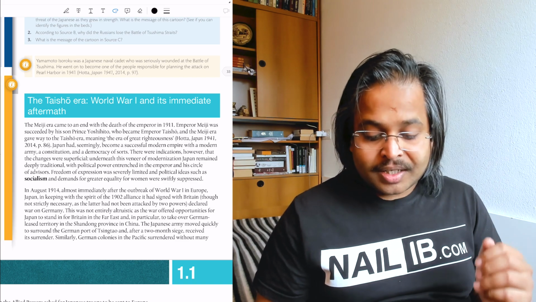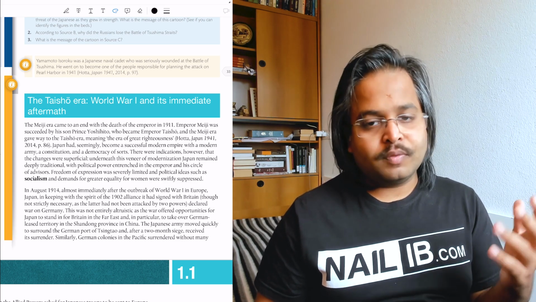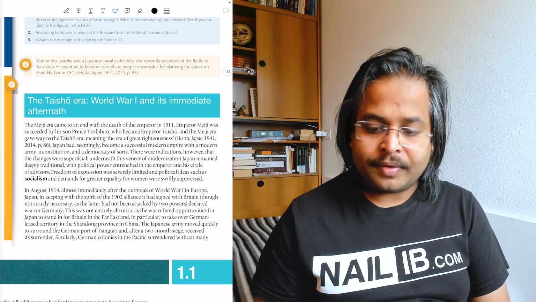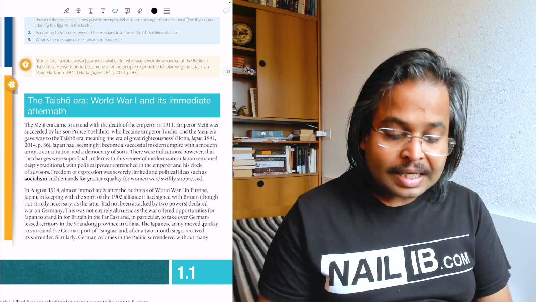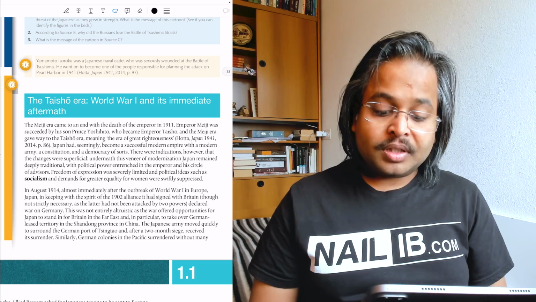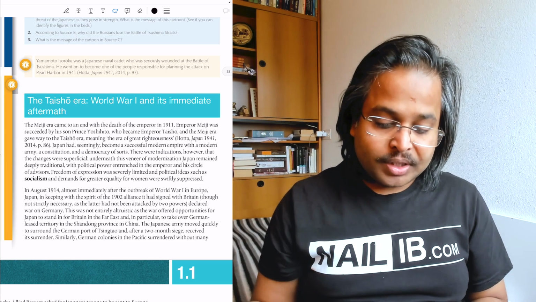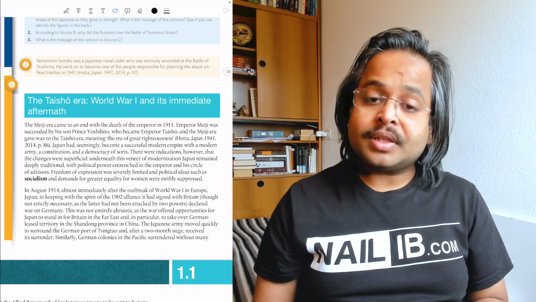So the Meiji era came to an end with the death of the emperor. So remember, his name was Meiji. So obviously, with his end comes the ending of the era in 1911. Emperor Meiji was succeeded by his son Prince Yoshihito, who became Emperor Taisho. So Yoshihito was his name as a child. He eventually gains the name Emperor Taisho. And the Meiji era gave way to the Taisho era then.